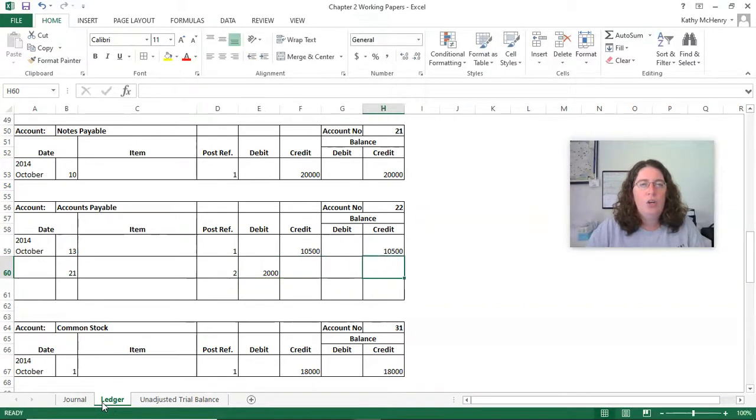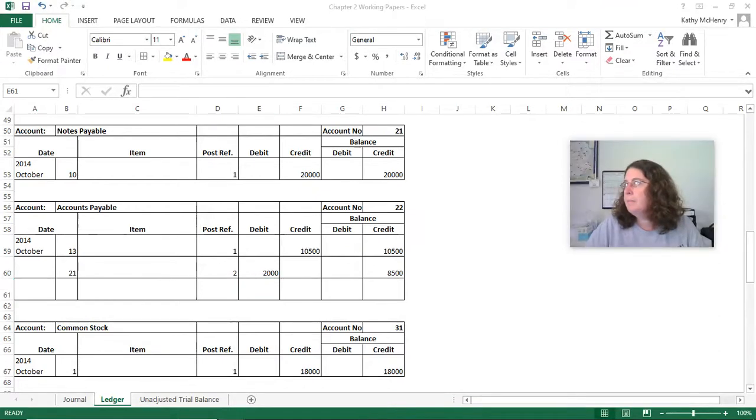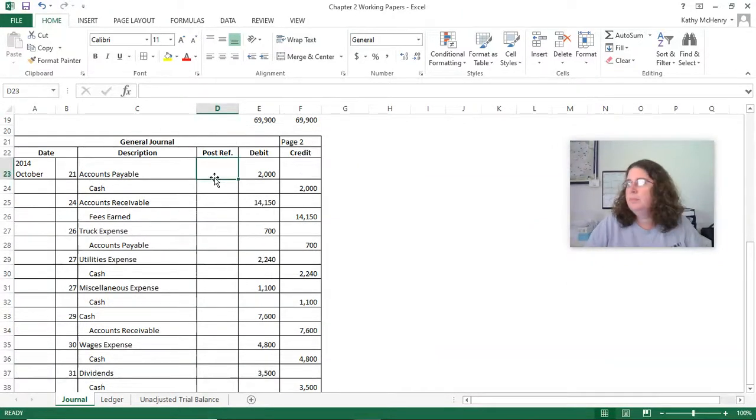So again, here we're in the credit column and we had a debit, so we're going to subtract them. Our credits and our debits are not the same, so we're going to subtract that credit minus the debit gives us a credit balance of $8,500. So with that 8,500, we're then going to take that 22 back to our journal, just like we did page 1.